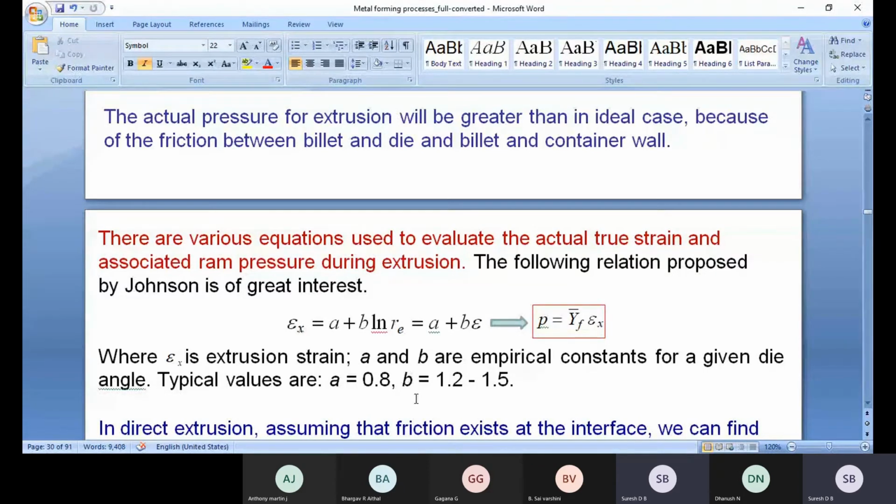See here, along the x direction only a small taper angle can be maintained. The typical values are a equals 0.8 along the x direction and b equals 1.2 to 1.5 degrees. Why, compared to the x direction, can a larger taper angle be maintained along the y direction? What is the main reason? Anybody?